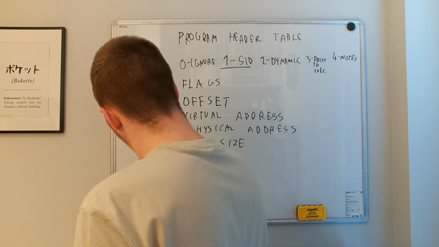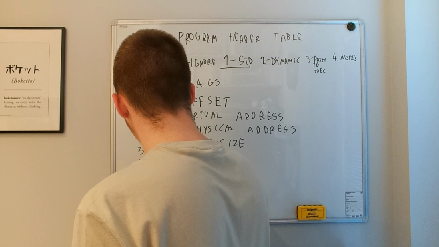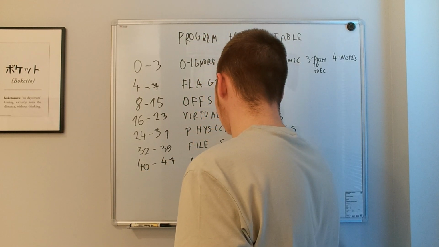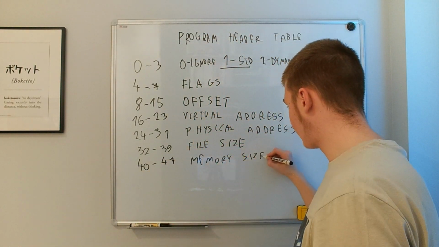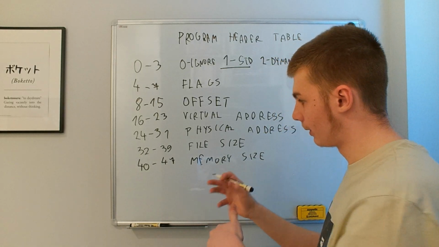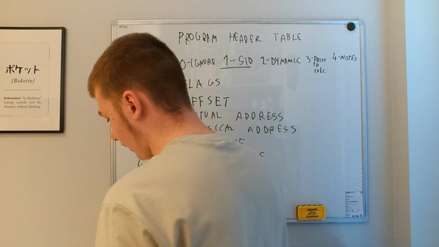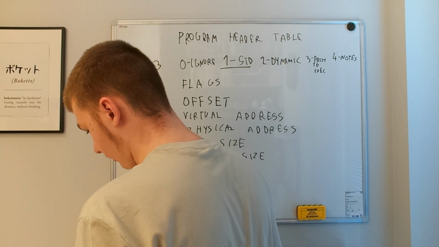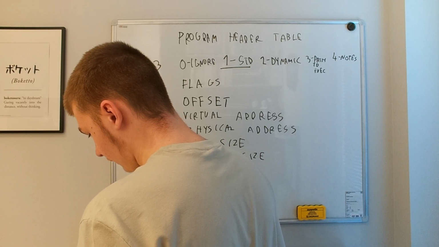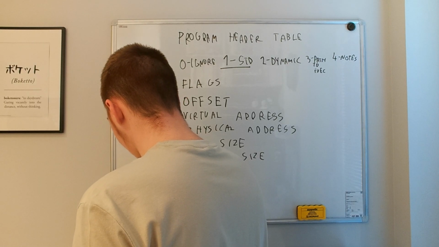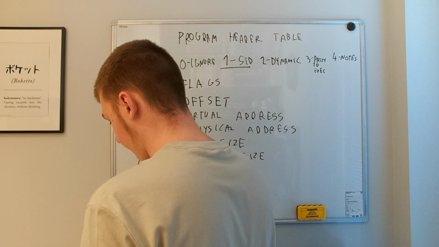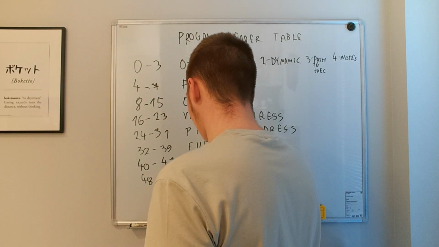And then 40 to 47 is the memory size. So what should be the size of the actual memory that you reserve for putting that in? I'll also clarify that in a moment. And then 48 to 55 is the required alignment.